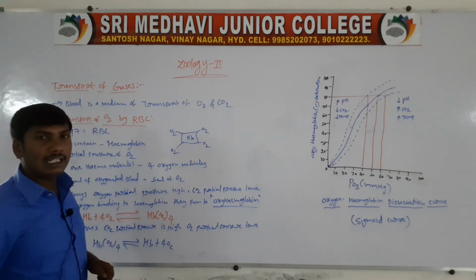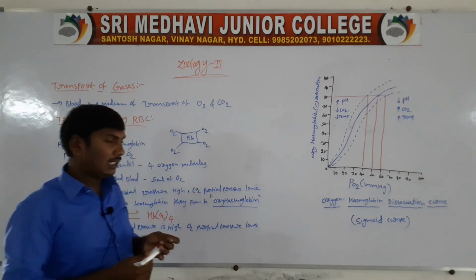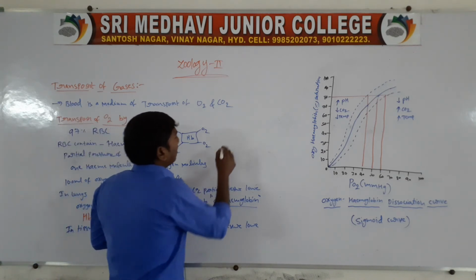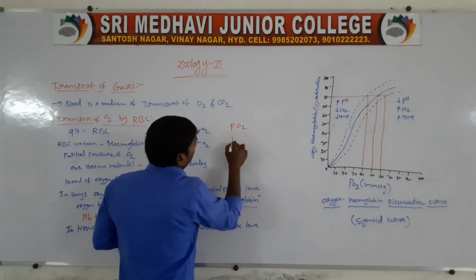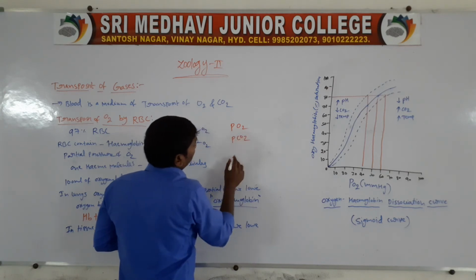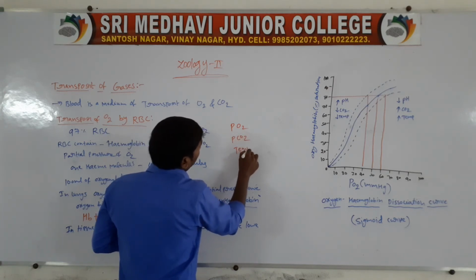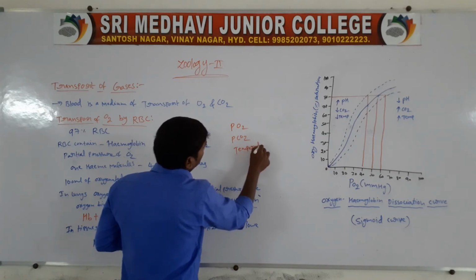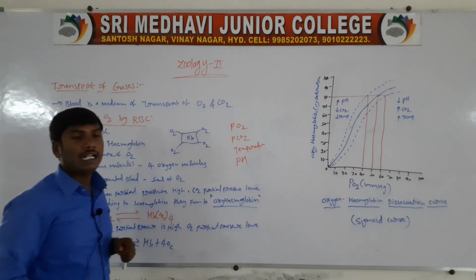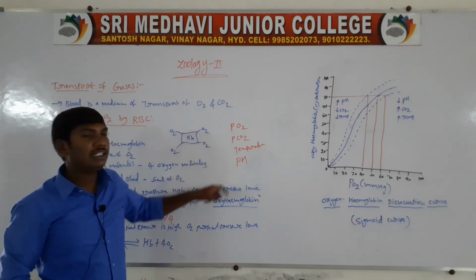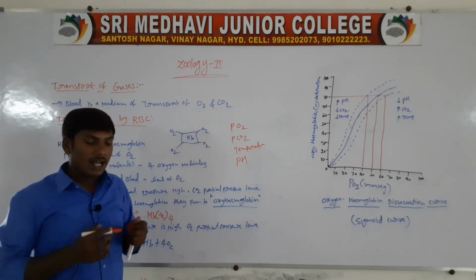The transport of the oxygen majorly depends on the partial pressure of oxygen, partial pressure of CO2, next one temperature, and pH, the concentration of hydrogen ions. So, the transport of the oxygen depends on all of these.